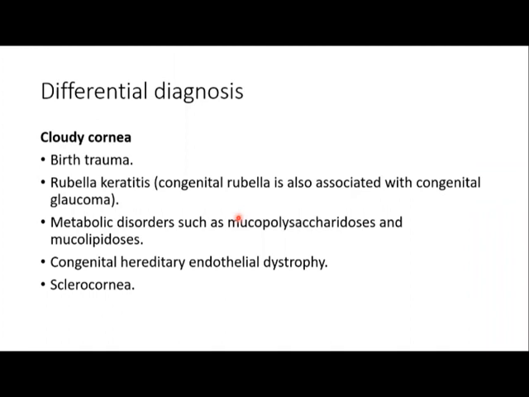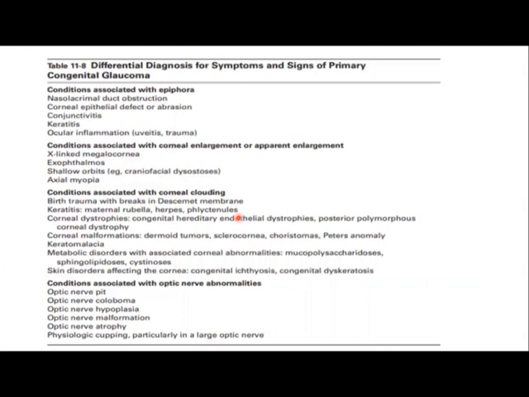Next, differential diagnosis of primary congenital glaucoma. Conditions associated with epiphora include nasolacrimal duct obstruction, corneal epithelial defect or abrasion, conjunctivitis, keratitis, ocular inflammation, uveitis, and trauma. Conditions associated with corneal enlargement or apparent enlargement include X-linked megalocornea, exophthalmos, shallow orbits, for example craniofacial dysostosis, and axial myopia.